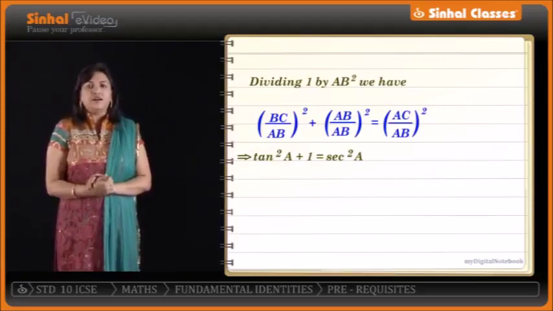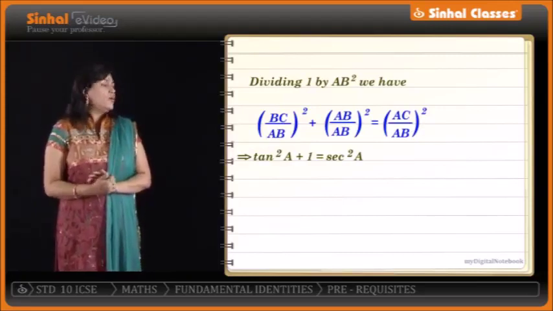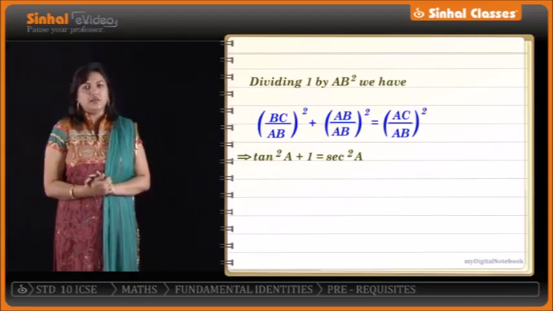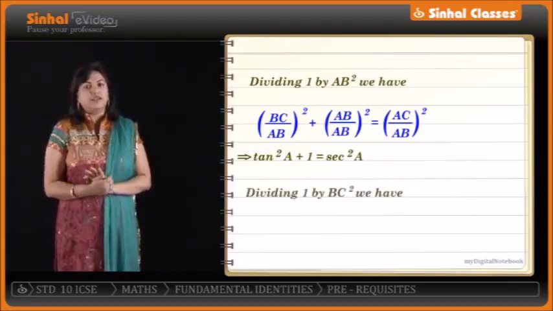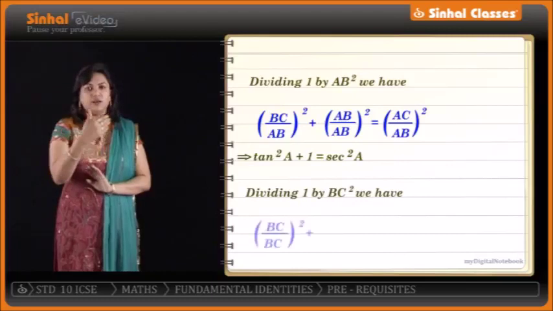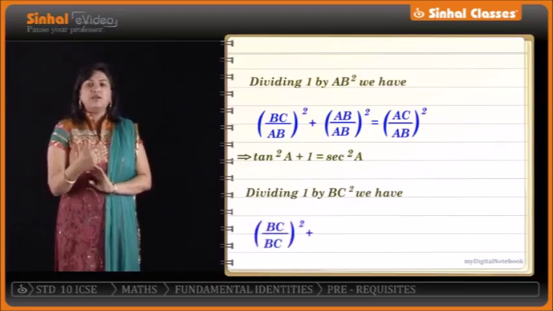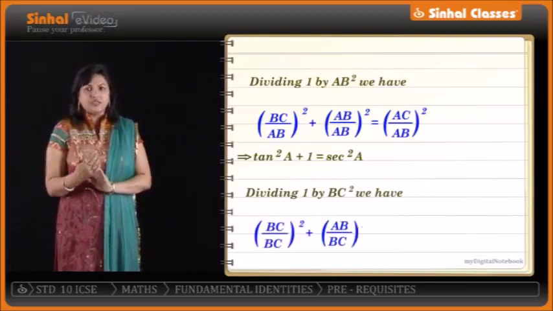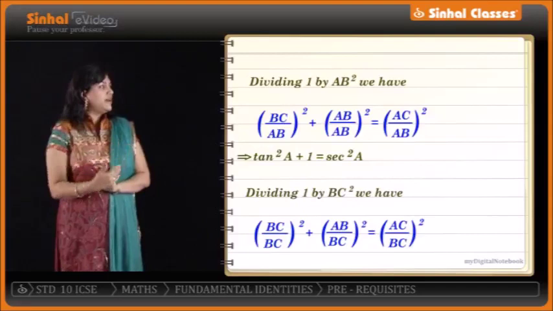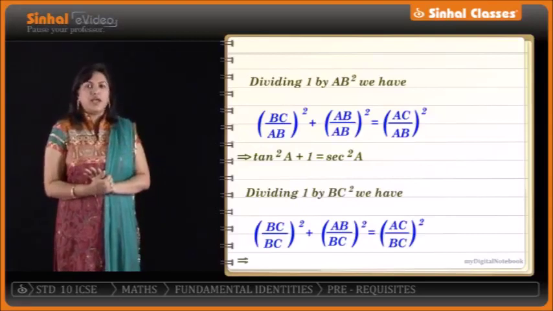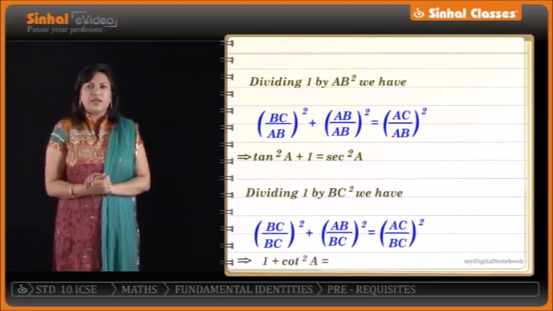Now we want to prove the third identity, which is 1 plus cot square A is equal to cosec square A. Now we divide both the sides by BC square. We get (BC upon BC) the whole square plus (AB upon BC) the whole square, which is equal to (AC upon BC) the whole square. We have 1 plus cot square A is equal to cosec square A. So now we have proved the three fundamental identities.